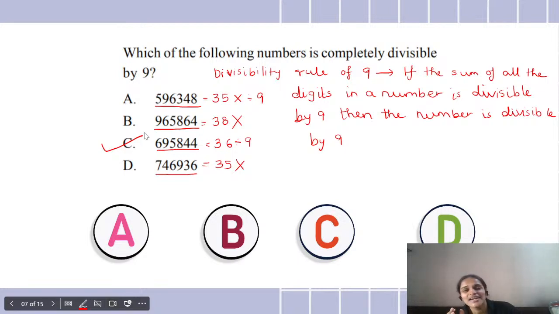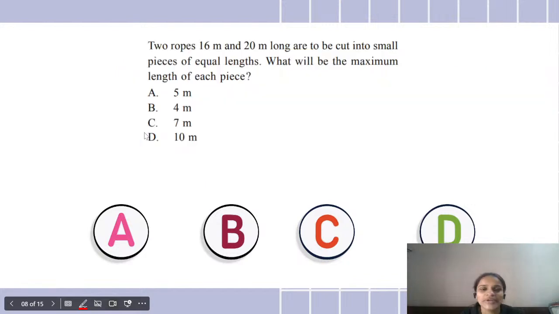Very good, children. You all have done a fabulous job. I did see most of you have given the answer C, which is absolutely correct. Good job. My children are doing a really good job. Keep it up. Okay, let's move on to the next one.